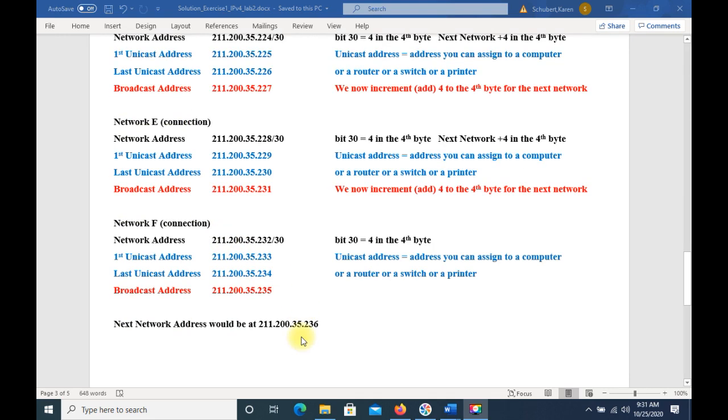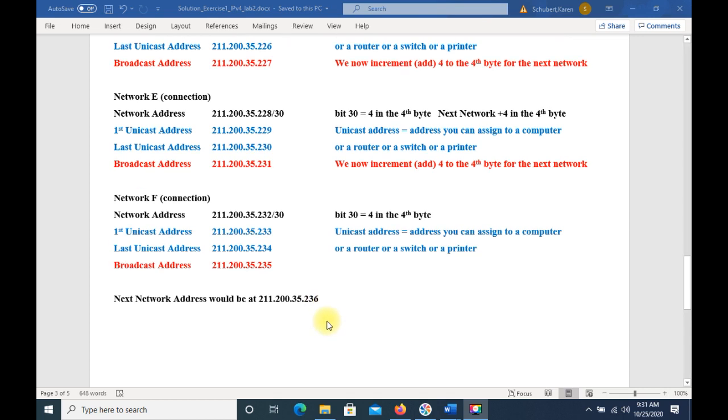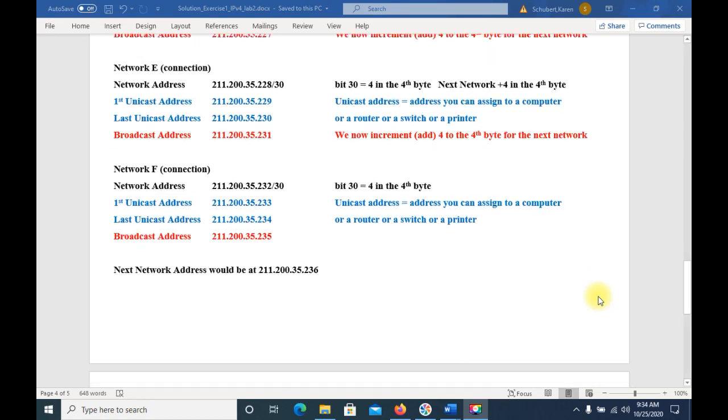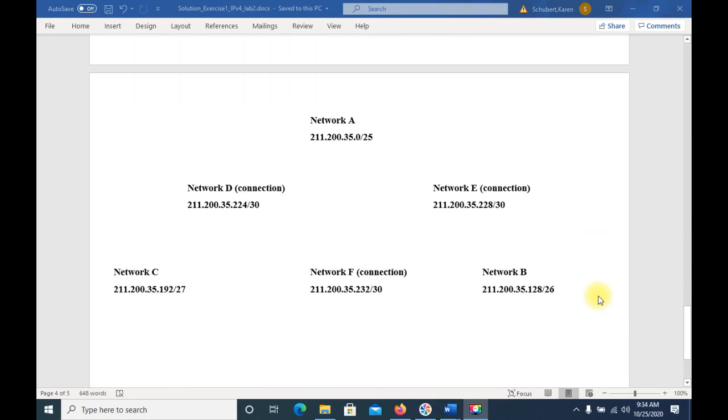The next network, we would have to add 4 to 232. It would be at 211.235.236, but we don't need it, not for our task. The last step is to apply this now to our network task in the diagram.